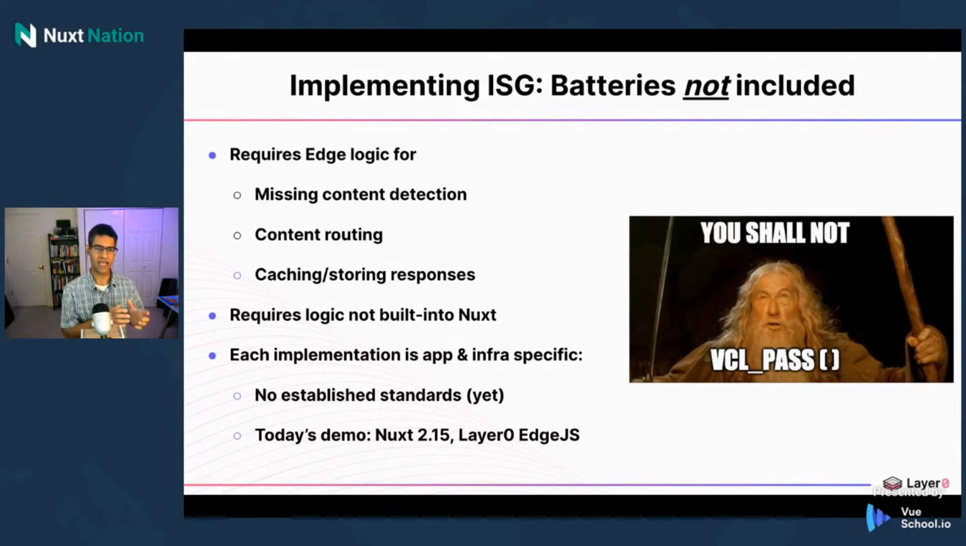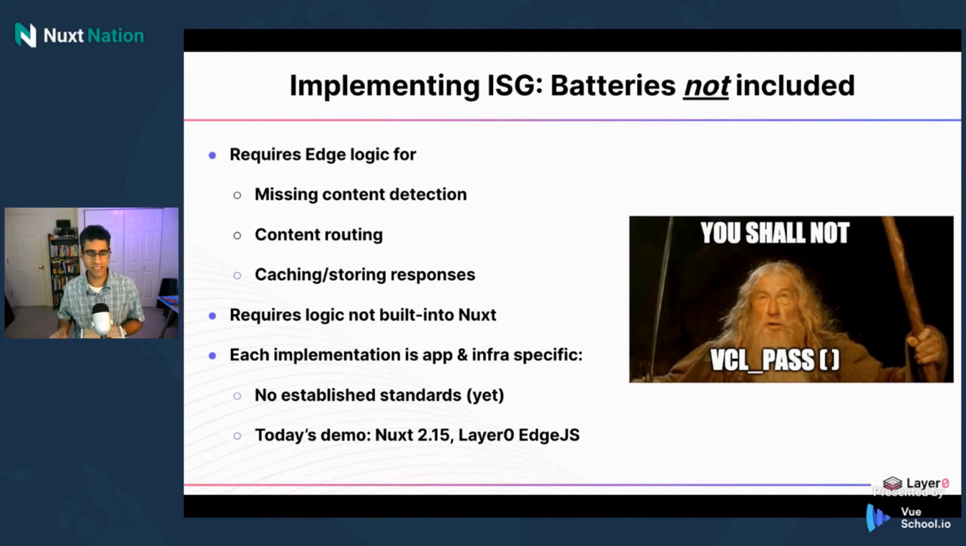So that means adding logic that's not already pre-built into Nuxt that would normally be there in the case of something like Next. And then you need logic at the edge that can detect when content hasn't been rendered yet, route it appropriately, and then cache or store those responses and serve them up depending on whether it's the first visit or not to that page. So as a result, every implementation in the Nuxt ecosystem of ISG is going to be app and infrastructure specific, because there's no established standards, especially at the edge logic layer, at least yet. Some folks are working on it.